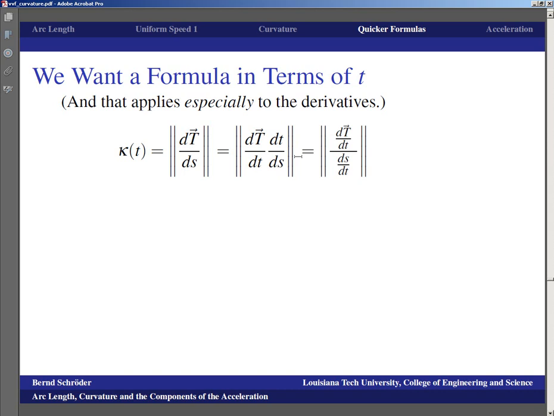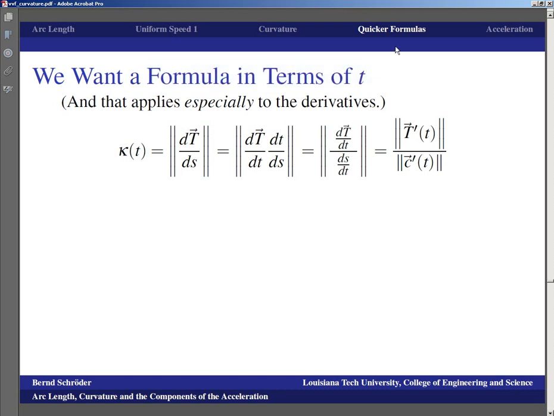And in fact, we're not going to mess with that too long, because we know from the derivative formula for inverse functions that this is the derivative of the unit tangent vector with respect to time divided by the derivative of the distance function with respect to time. And we had computed that before. That was just the norm of c prime of t. And of course, on the top here, we don't have any arc lengths involved anymore. So this is the norm of T prime of t. So, hey, purpose accomplished. We have a formula in terms of t.